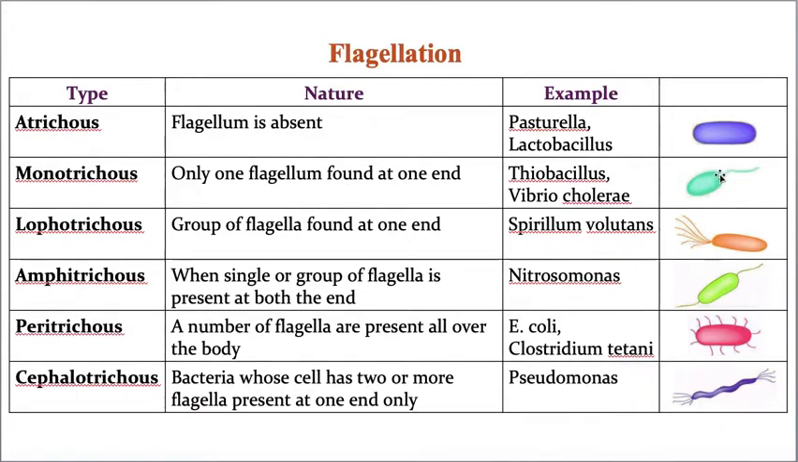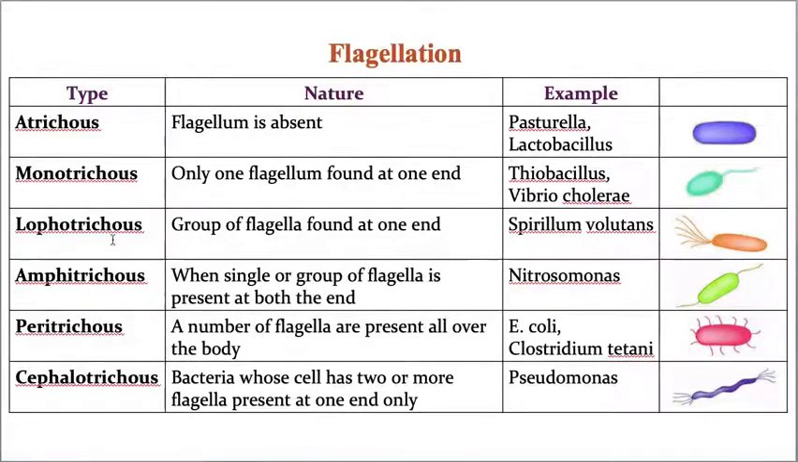See, only one flagellum. Now see, this is a bacterial cell and it has only one flagellum. Hence it is called monotrichous bacteria. And what is the best example? Thiobacillus and Vibrio cholerae. Perfect examples for this.